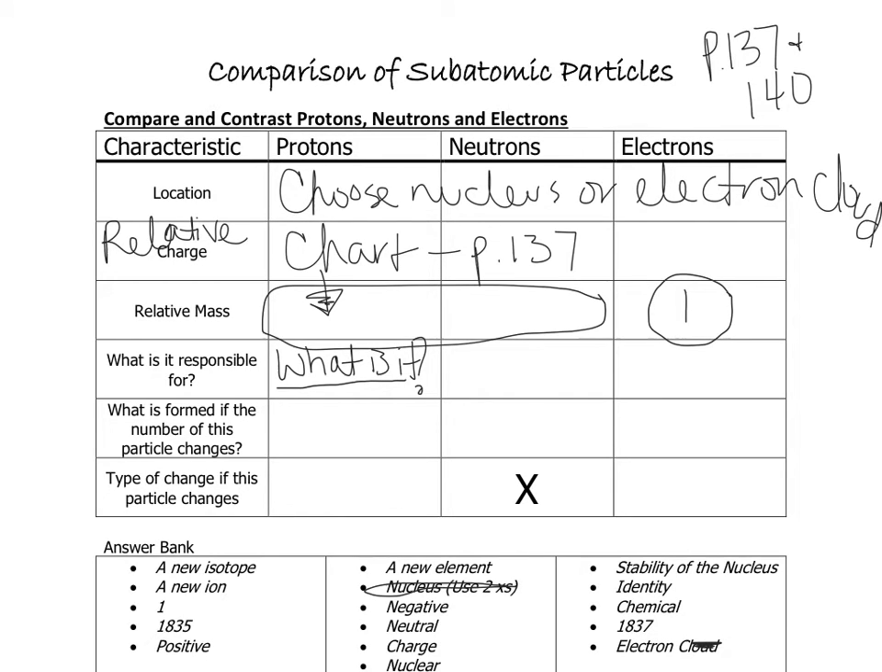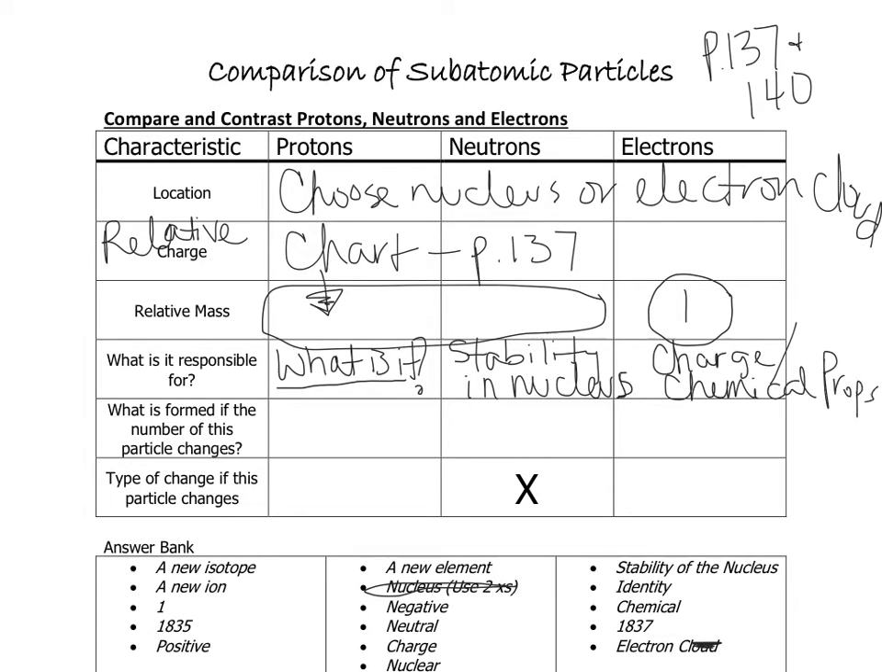The neutron is responsible for stability in the nucleus. So you can cross that out. And electrons, because they have a charge, they are responsible for charge. But they're also responsible for chemical properties. And you're not going to see that in the word bank, but that's going to help you answer another question later.